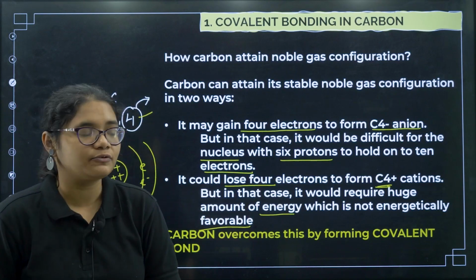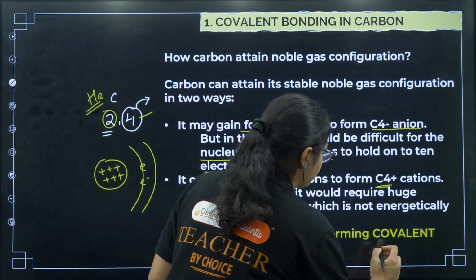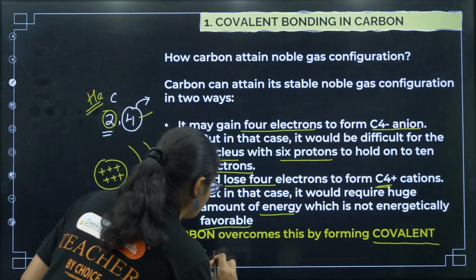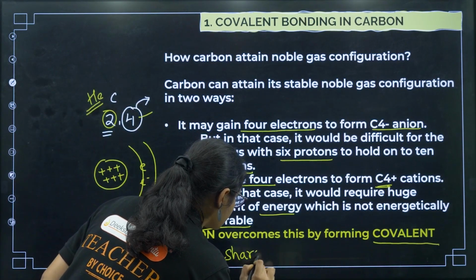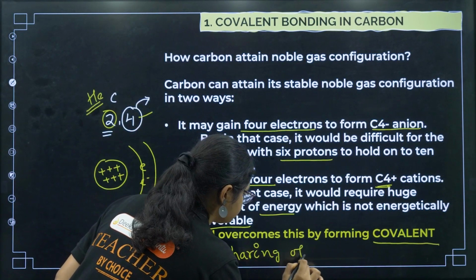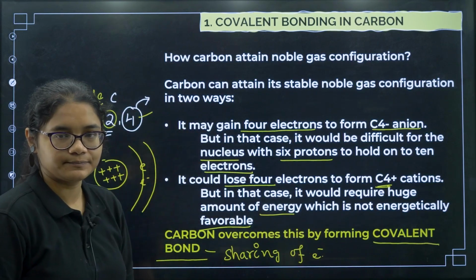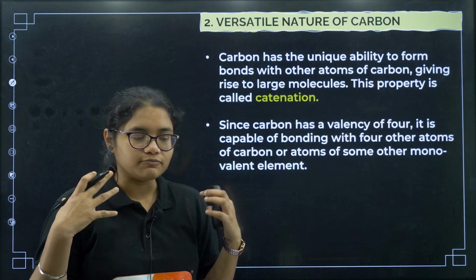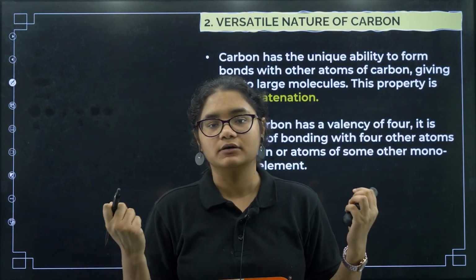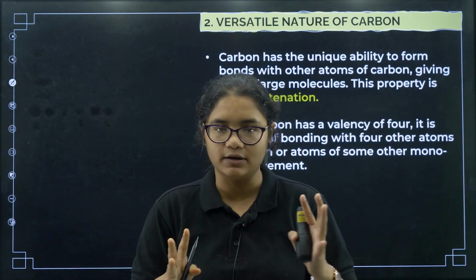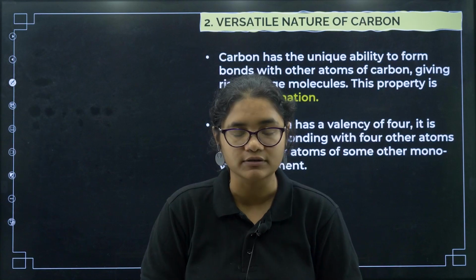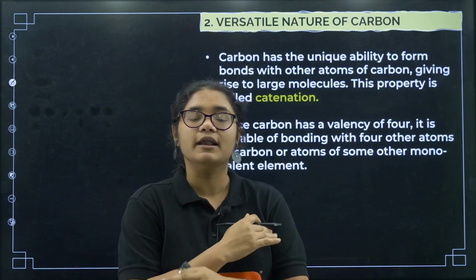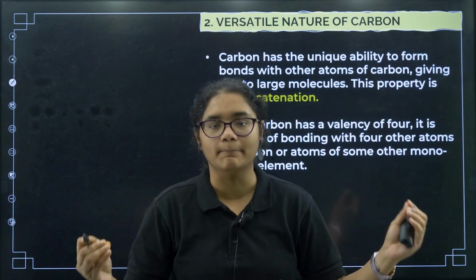So what is the solution for that? Carbon overcomes this problem by forming covalent bonds. And all of you know what a covalent bond is: a bond formed by sharing of electrons. Now, coming to why carbon can form covalent bonds, it can share 4 electrons, but it has 2 special properties because of which it can form a large number of covalent compounds.